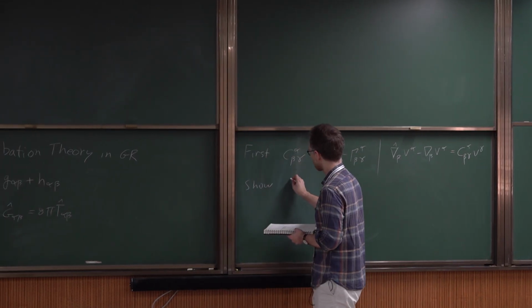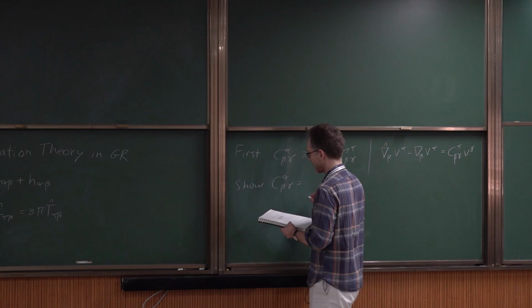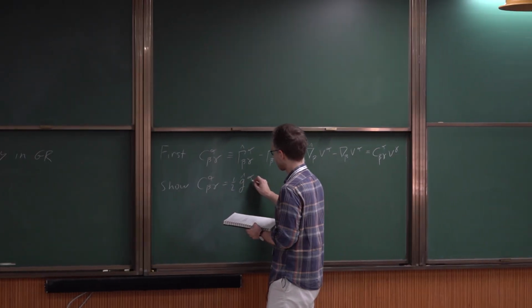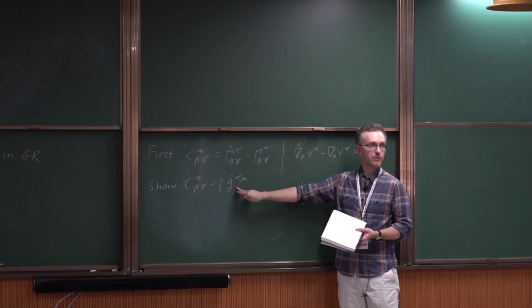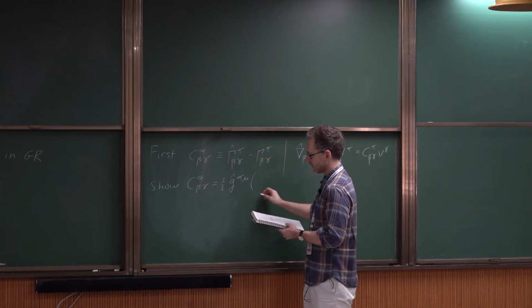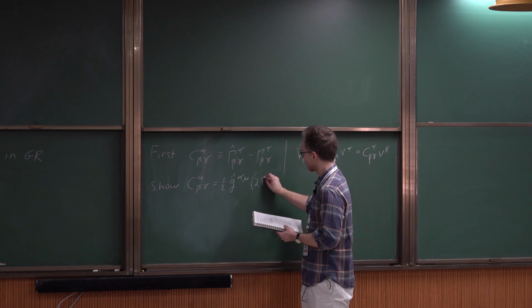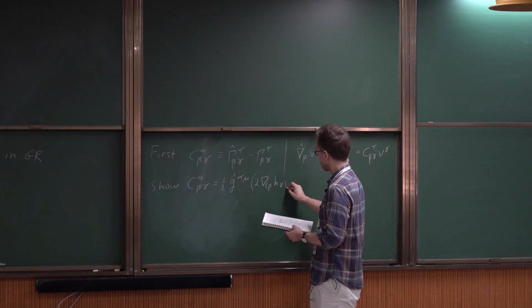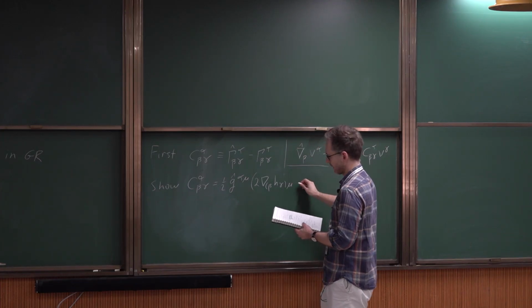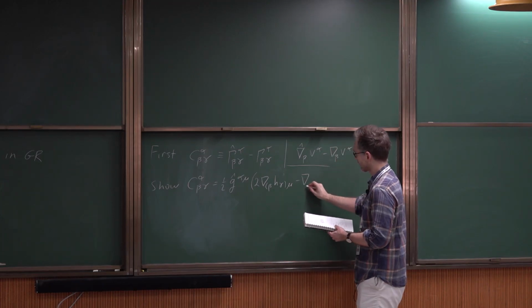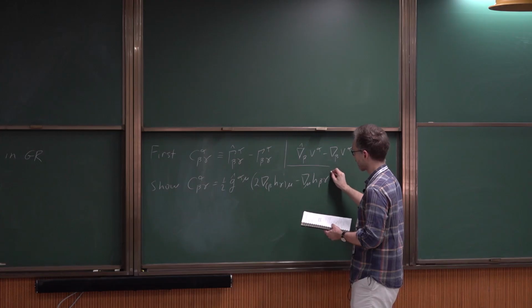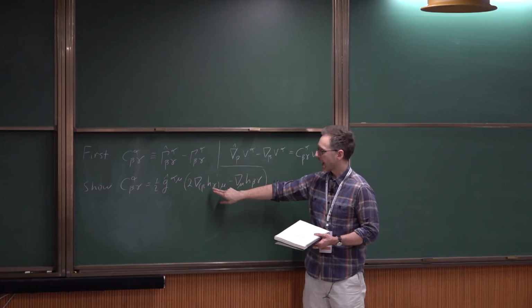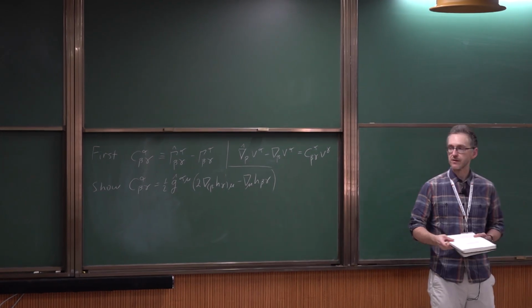we can show that this tensor is equal to 1/2 g hat alpha mu, so this is the inverse of the exact metric, times 2 nabla beta h gamma mu minus nabla mu h beta gamma. So this is the covariant derivative compatible with the background metric acting on the perturbation. And this is an exact expression.